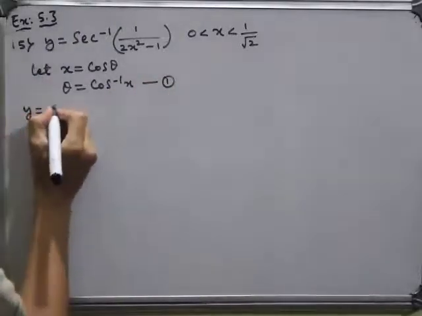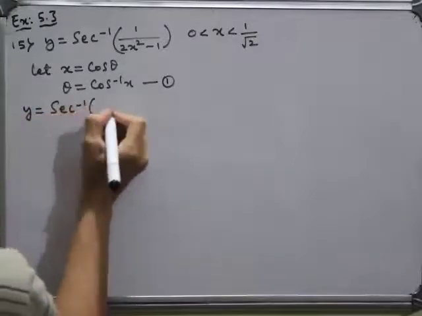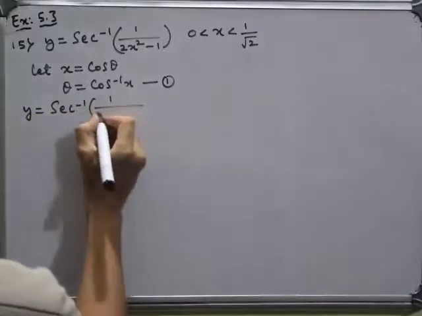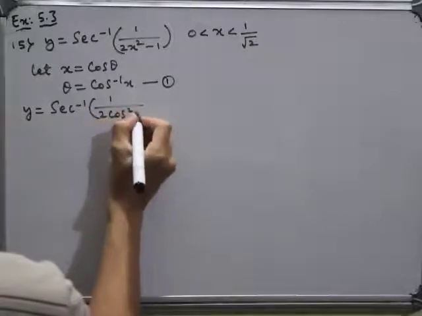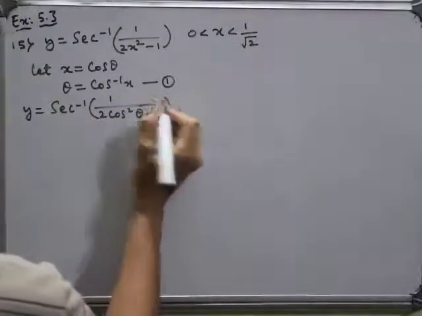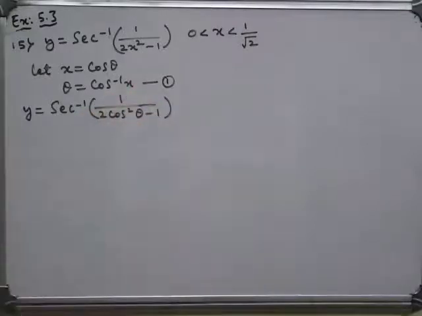Then y is equal to secant inverse of 1 by 2 cos square theta minus 1. So we know there is a formula: 2 cos square theta minus 1 is cos 2 theta. Also 1 minus 2 sin square theta, and 2 cos square theta minus 1. These are the formulas which relate to cos 2 theta. So substitute that value.